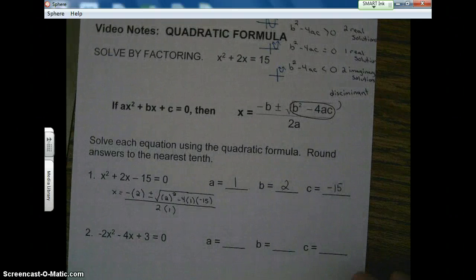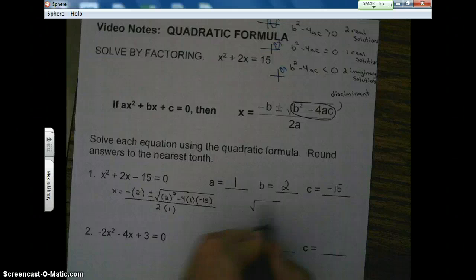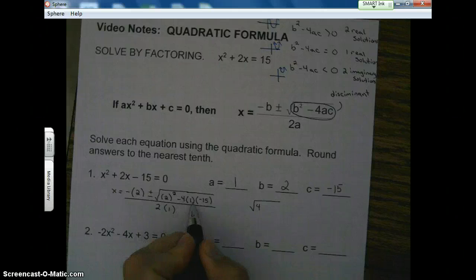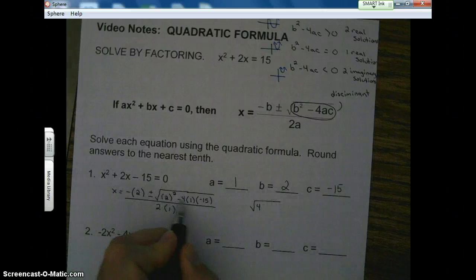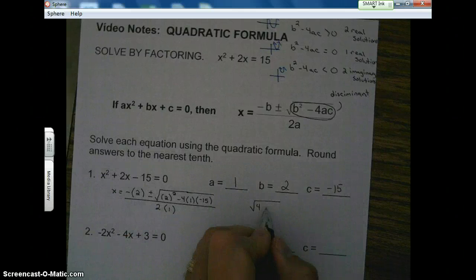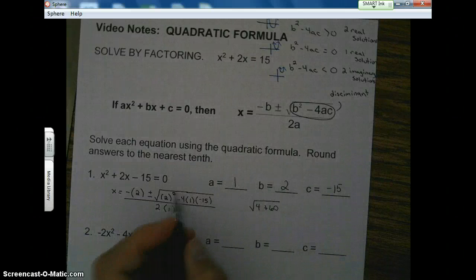Okay, let's get back to the math. First thing I'm going to work on is the discriminant. So I'm going to get 2 squared, which is 4, minus 4 times 1 times negative 15. I'm just going to say negative 4 times 1 is negative 4. Negative 4 times negative 15 is going to give us positive 60. So our discriminant is 64.